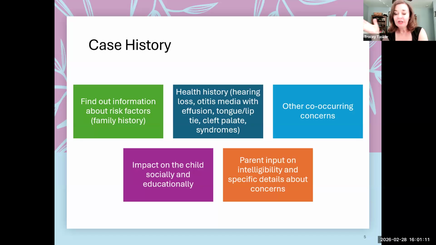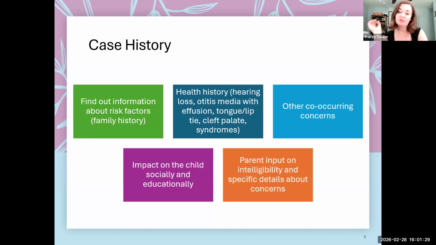Parent input on intelligibility is very important because you're, again, only getting a quick snapshot. Sometimes you may not have access to do an observation, so having input on what that child sounds like in different settings is very important.